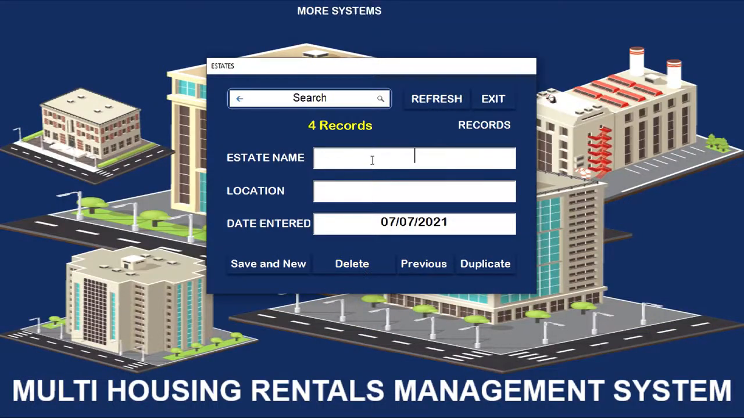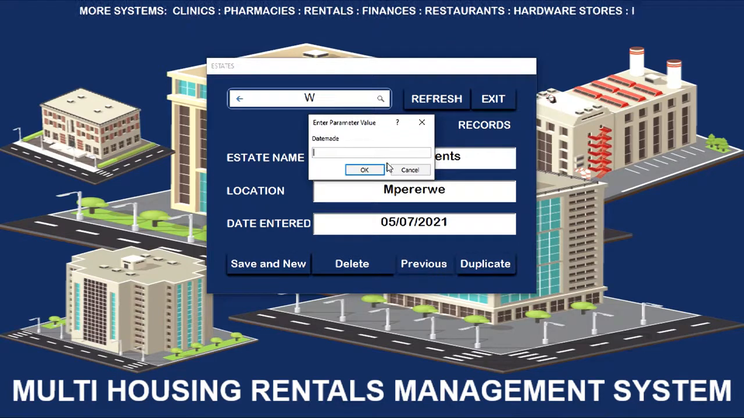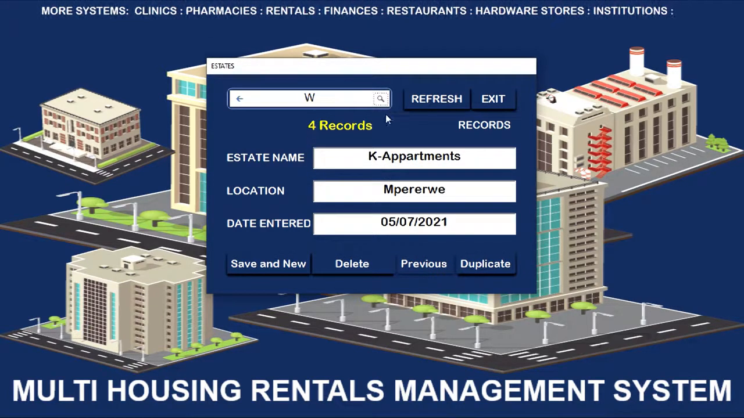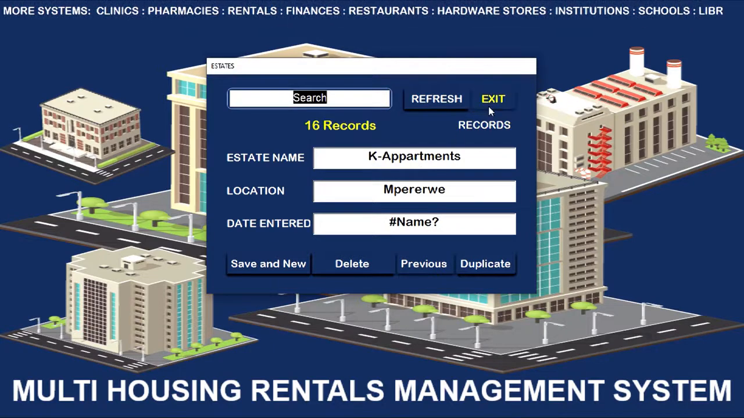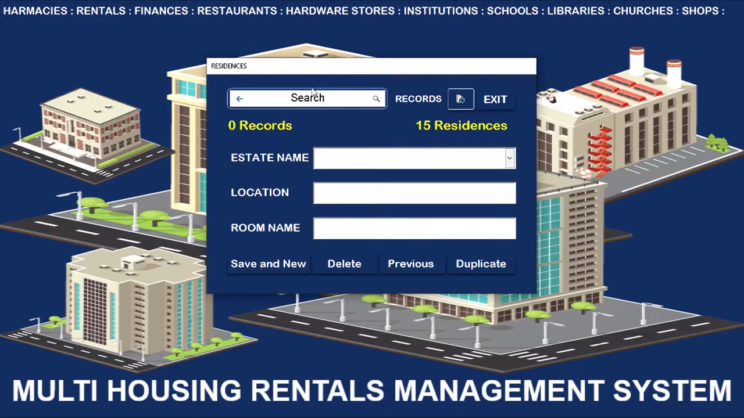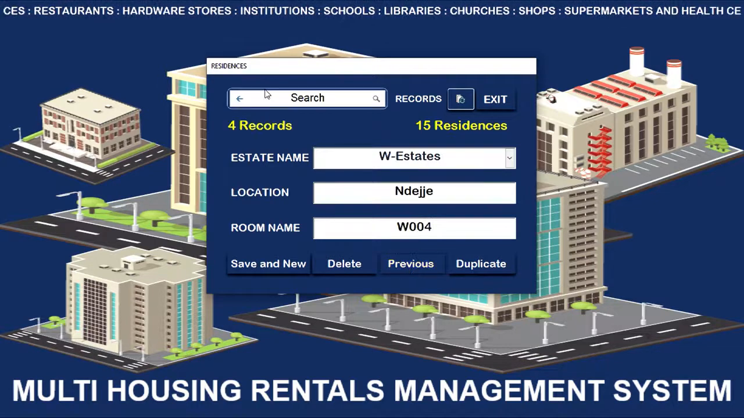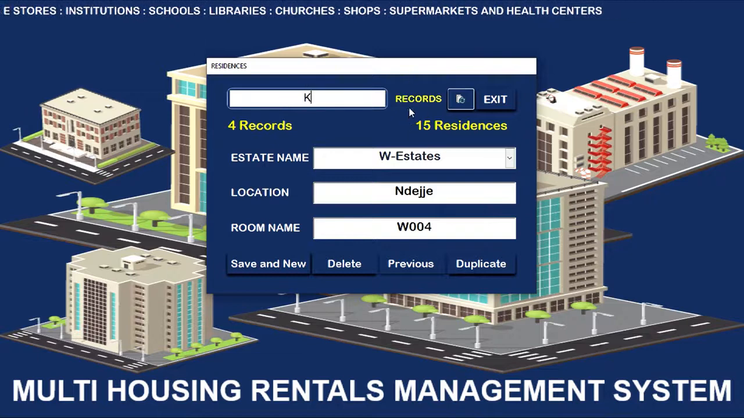This is where we enter the estates that we have in the different areas that we want to manage with the system. For example, in this system we have 4 estates from different areas, and we can print out the records of these estates. Now, after entering the estates, we are going to assign residents for each estate. Let's say an estate is called a given name and its location, so we assign a room that is in that estate, and we could print out the records.